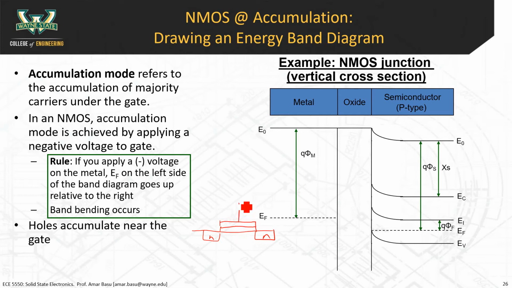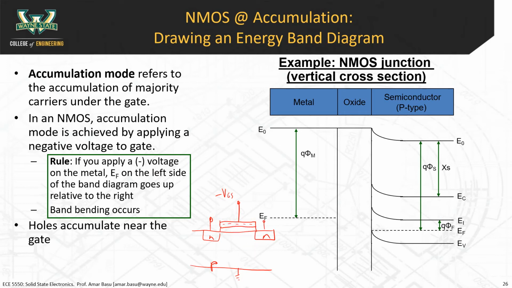All right. So I'm going to pose this as a question. This is your P-type substrate. Let's say we apply a negative VGS. So we apply a negative voltage to the gate relative to the source and the substrate. What kind of charges are we going to build up on the top of the gate here? Negative. Okay, negative charges build up on top of the gate.